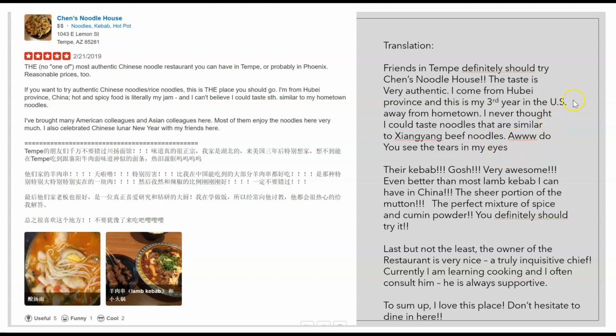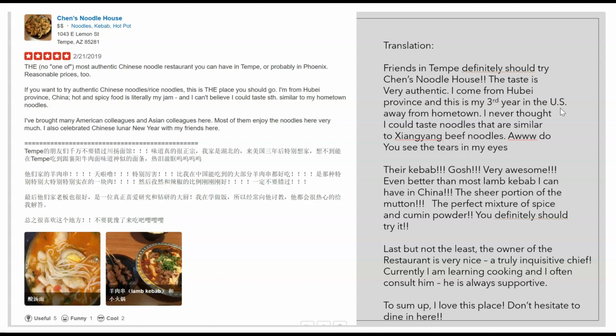So again, why should I mention how many years I have been away from my hometown? This again is a rhetorical move with purpose. I'm trying to build a certain kind of emotion: an international student who is far away from home and somehow managed to taste something similar to the food in her hometown.